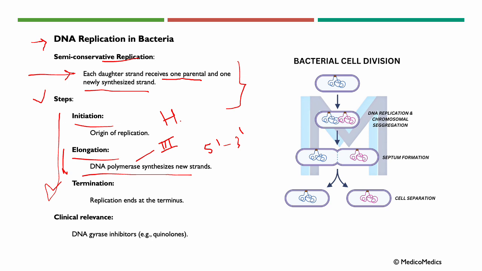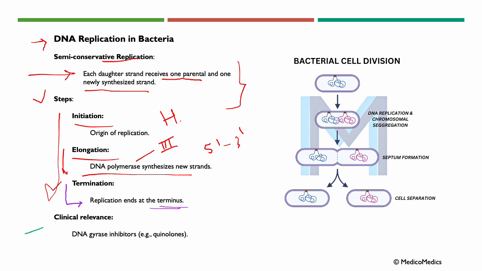Now we also have the enzyme primase, which synthesizes RNA primers to initiate replication. So after that, we move to termination, and this is where replication ends at the terminus. Replication continues until it reaches this site, the terminus site. And here we have something called TUS proteins that help halt the replication machinery.